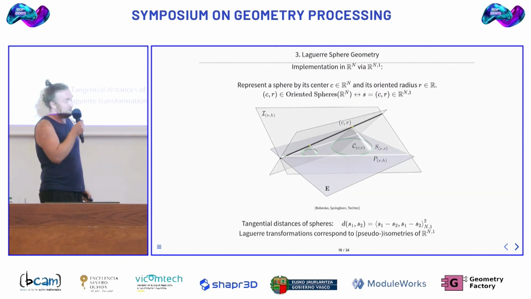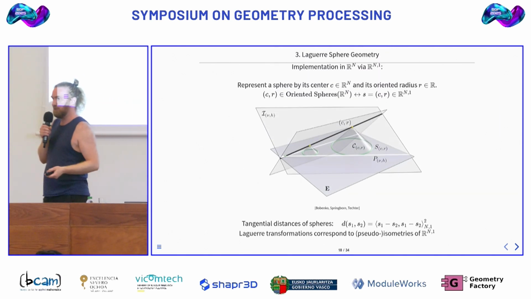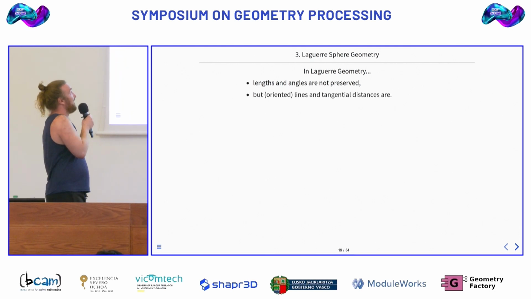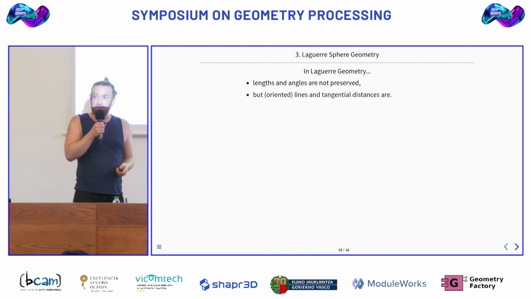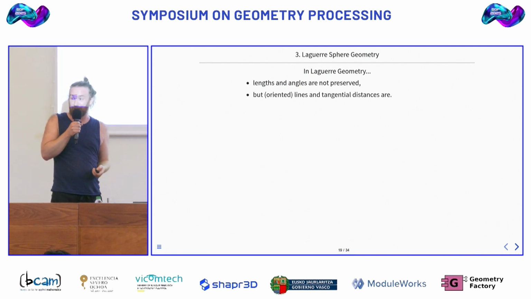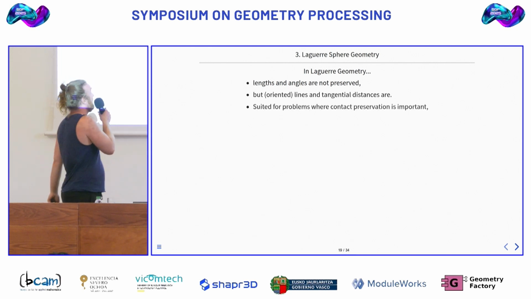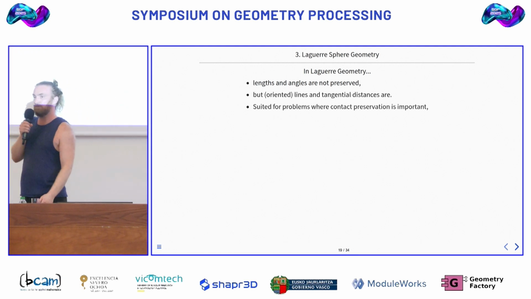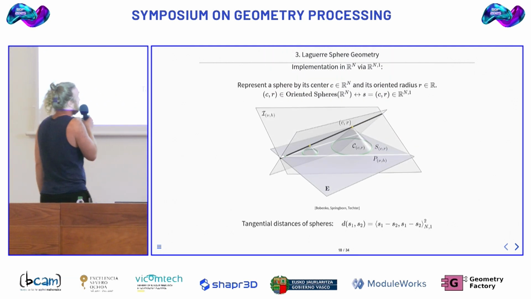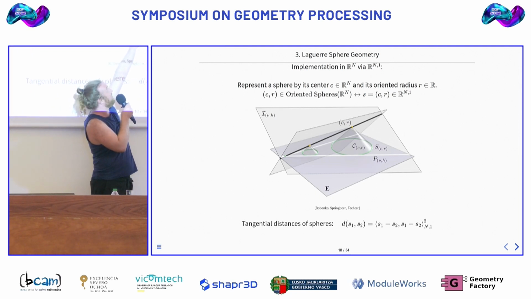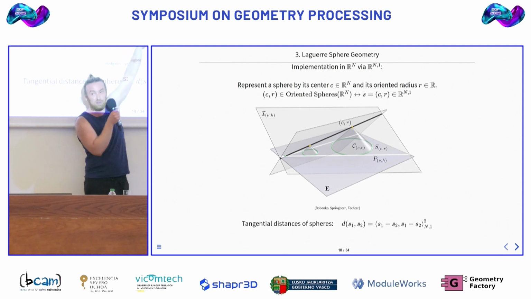What is preserved? Why should we use this? Why should we care about this? Lengths and angles are not preserved, but lines and tangential distances are preserved. So this is different than Möbius geometry. This time lines are preserved, which can be really helpful. And contact is preserved. If I go back to this picture, a second circle that touches the first circle would be one where the yellow point of the second sphere is on this light cone.